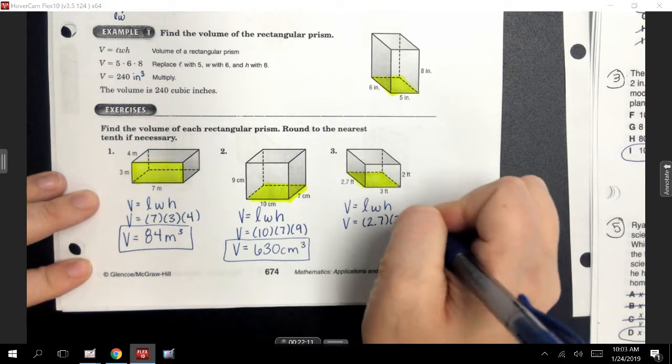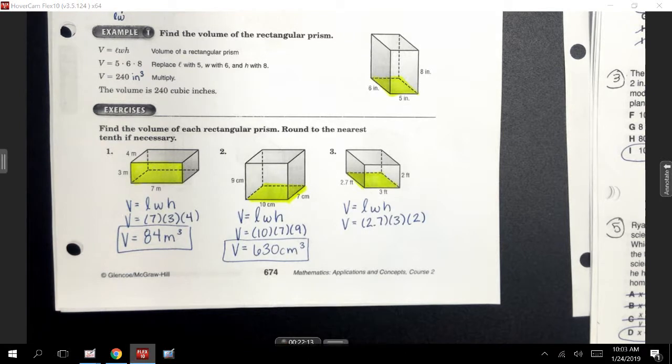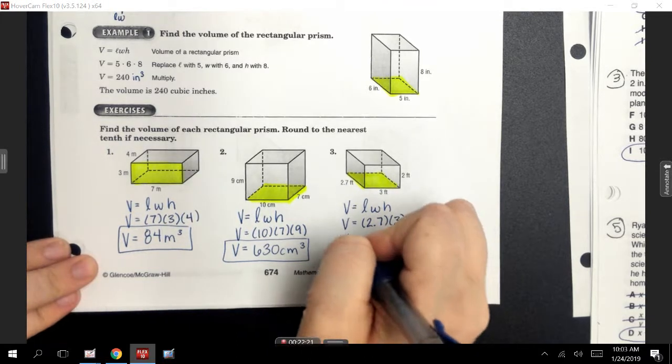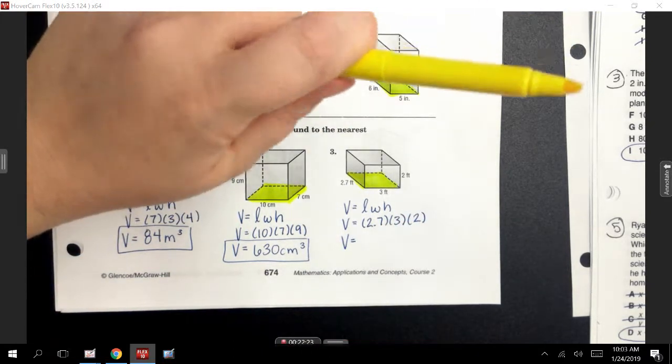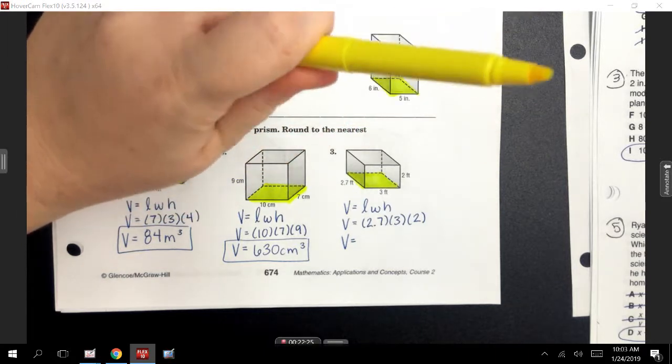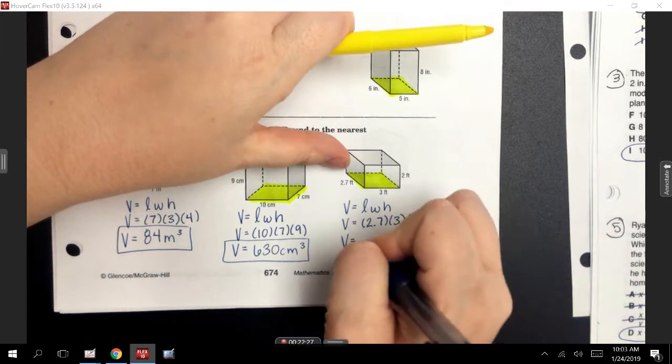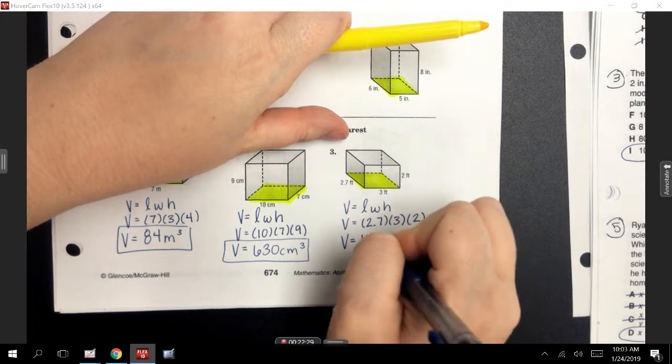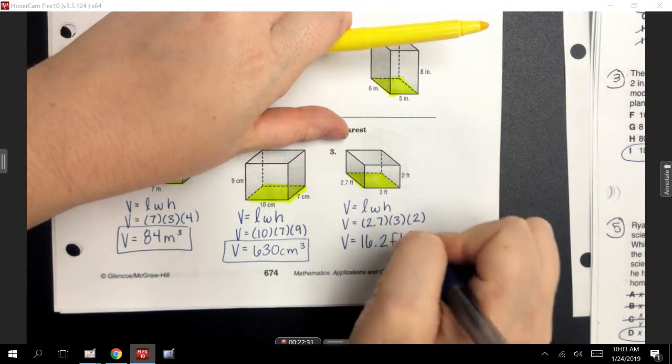2 feet. Perfect. Guys, here's the thing. With your length and your width, they have to make a rectangle. If they do not make a rectangle, can they be your length and width? No. All right, so volume equals, when you work that out, what am I going to get as my answer on number 3, Julia? 16.2 feet cubed. Very good.